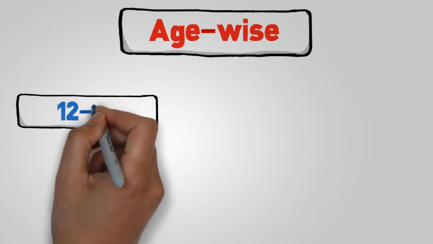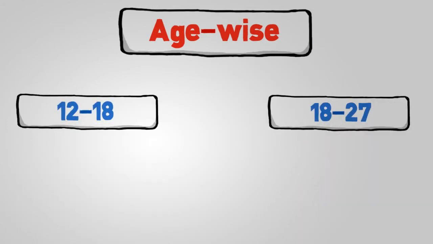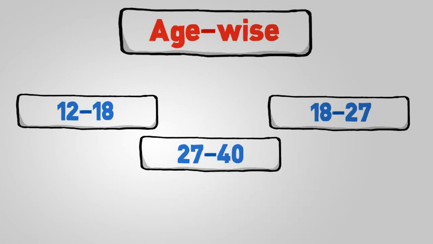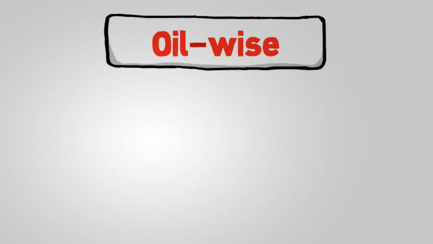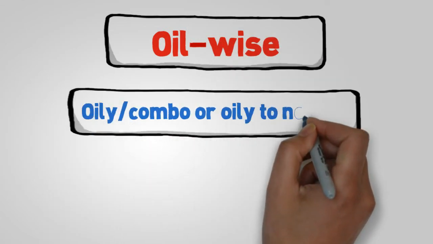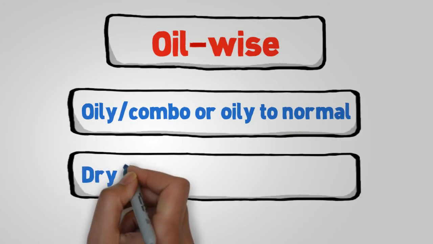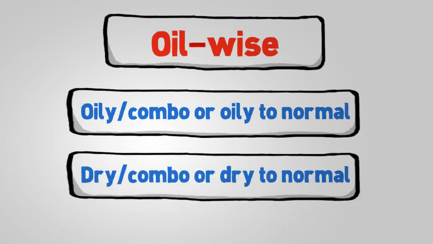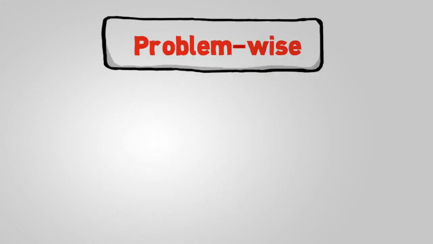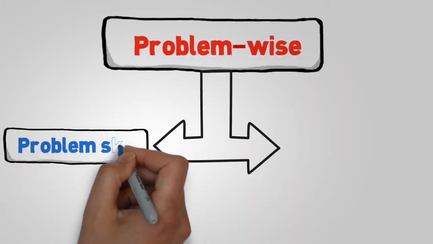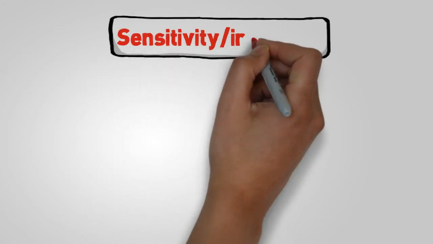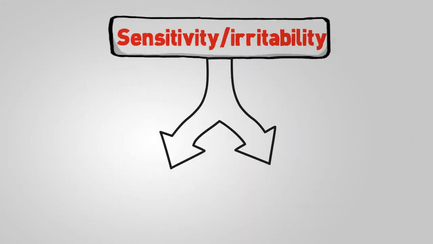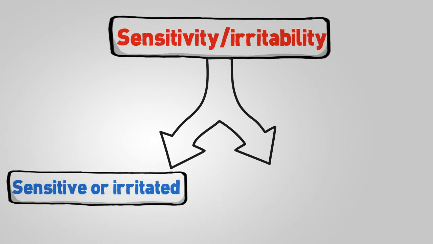Age-wise: 12 to 18, 18 to 27, 27 to 40, 40 plus, anti-aging. Oil-wise: oily combo or oily to normal, dry combo or dry to normal. Problem-wise: problem skin, non-problem skin. Sensitivity and irritability: sensitive or irritated, neither sensitive nor irritated.